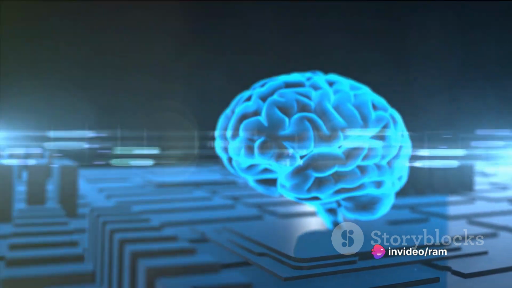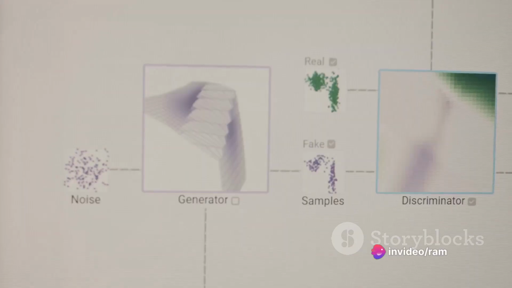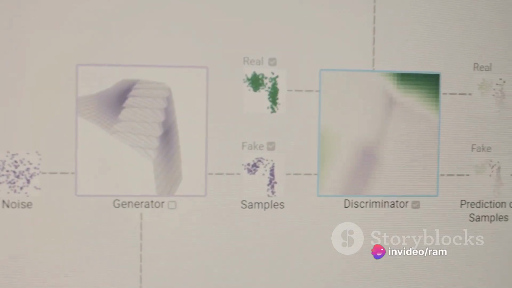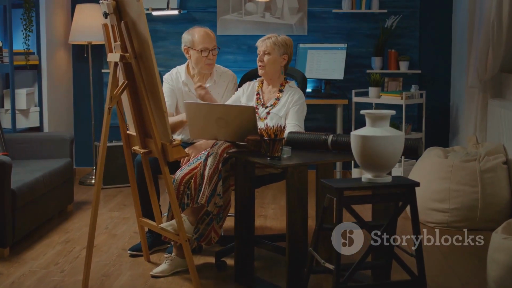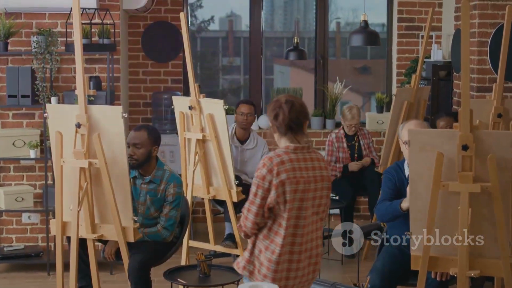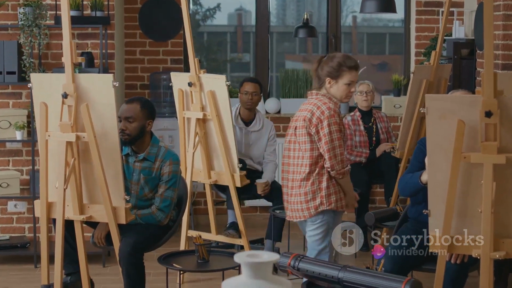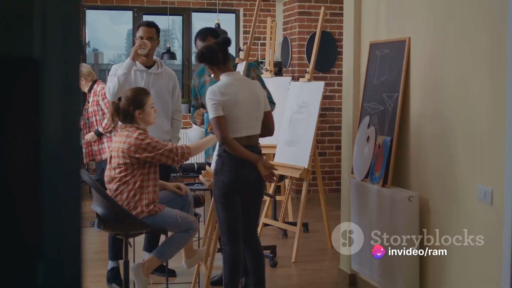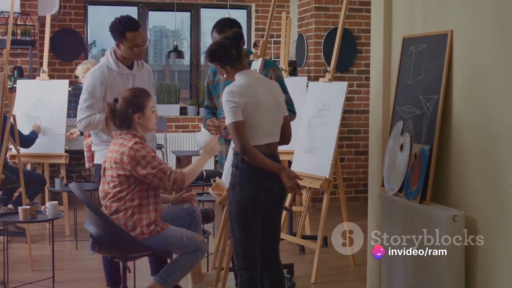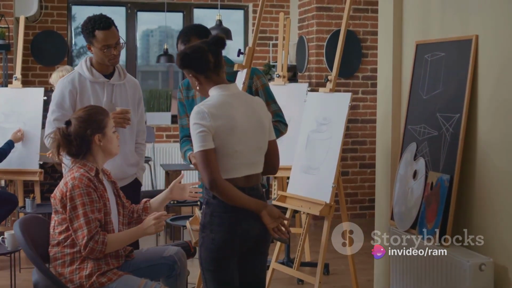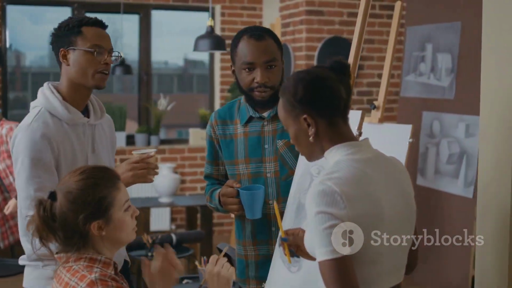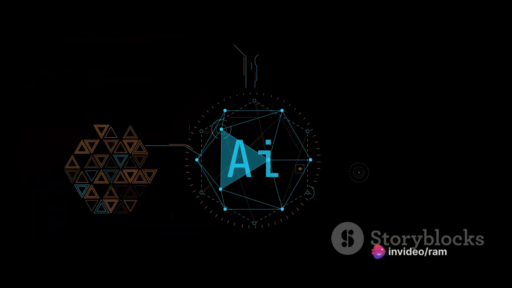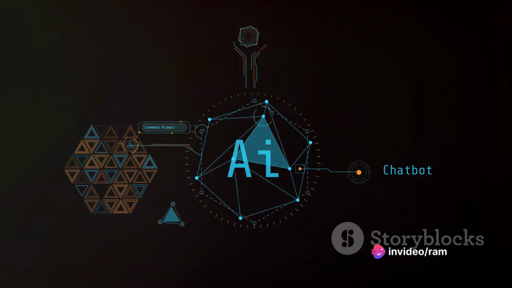Now, how does generative AI learn and create? It employs a method called generative adversarial networks, or GANs. Picture two artists in a friendly competition. One, the generator, creates a piece of work. The other, the discriminator, critiques it. The generator learns from the critique, improves its work, and the process repeats until the discriminator can no longer distinguish the generator's work from a real one. This is the essence of GANs, a continuous cycle of creation, critique, and learning.